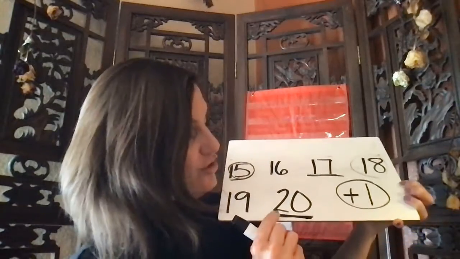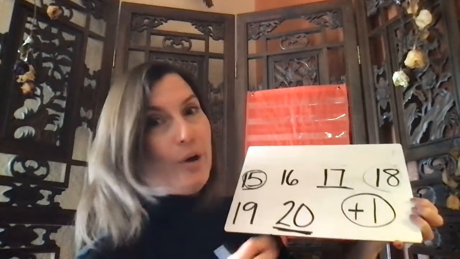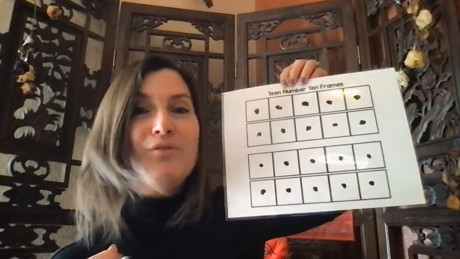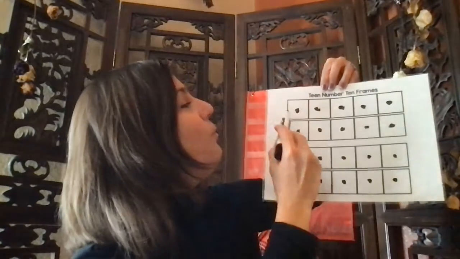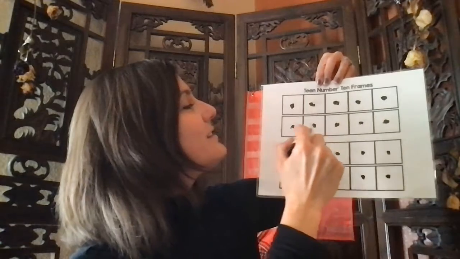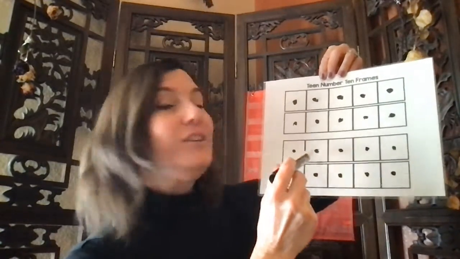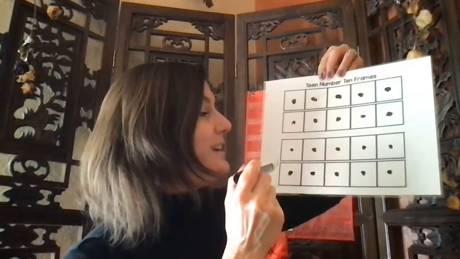And 20 has 2 10s and 0 1s. It doesn't have any 1s. We are going to put our last dot. Now we have 2 full 10 frames, and we can count them by 10s by counting them 10 at a time like this. 10, 20. We know we have 20 single dots there. We can count it by 5s. 5, 10, 15, 20. And we can count it by 1s. 1, 2, 3, 4, 5, 6, 7, 8, 9, 10, 11, 12, 13, 14, 15, 16, 17, 18, 19, 20.